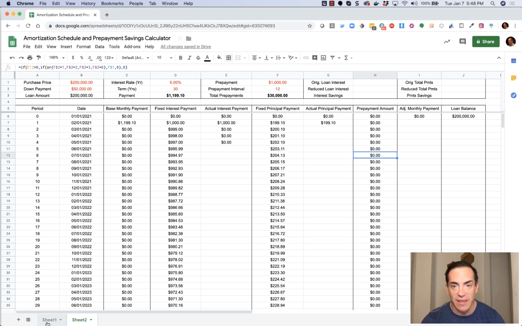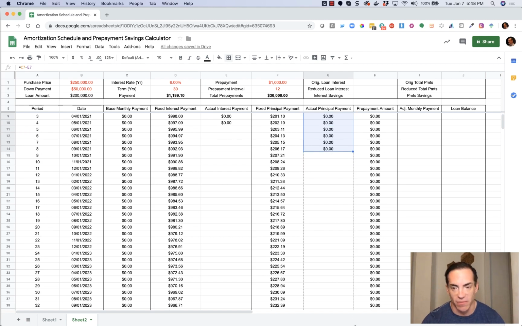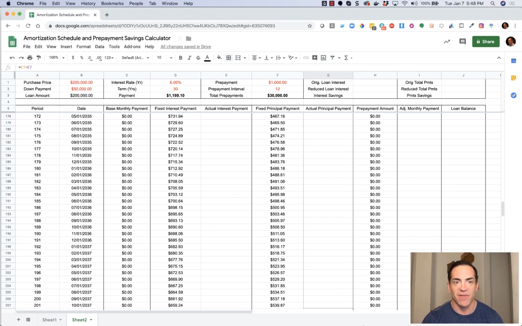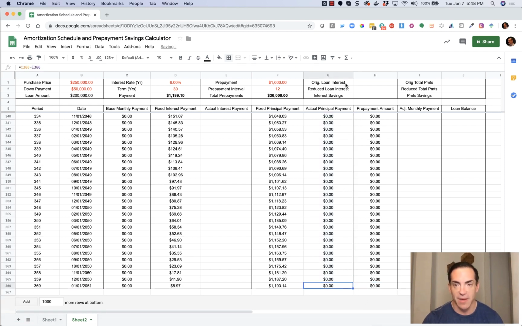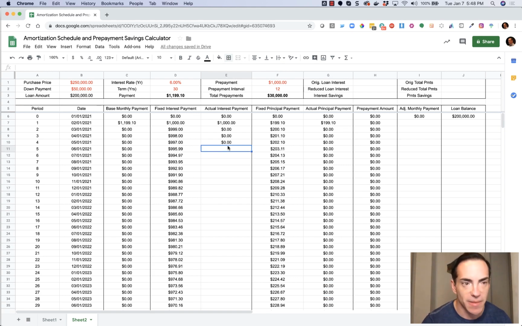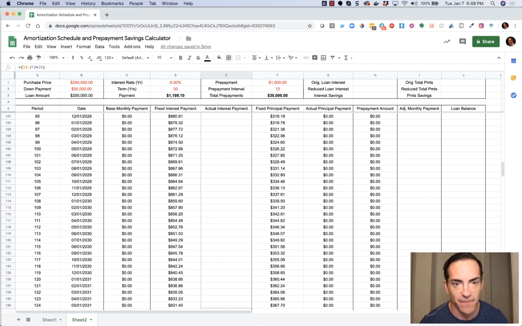Okay, so now let's look at actual principal payment. That's pretty easy. We can go ahead and just drag this through because it's just subtracting the actual interest payment from the base monthly payment. So we'll fill that in. And then we have, did we do actual interest payment? I feel like on this one we started, but we didn't see it all the way through. So we'll just drag that.